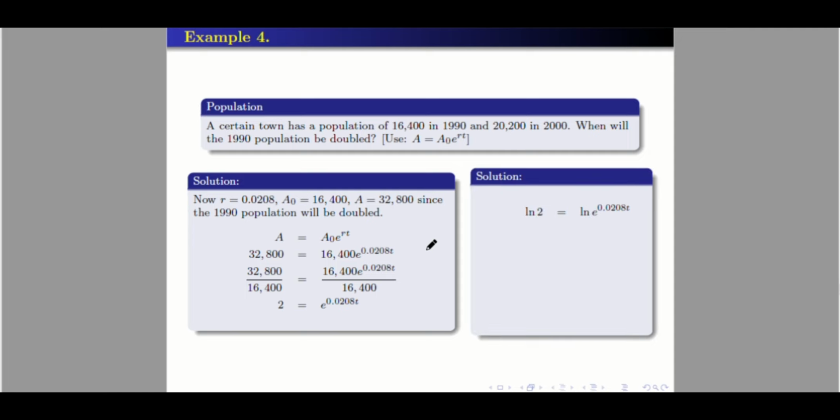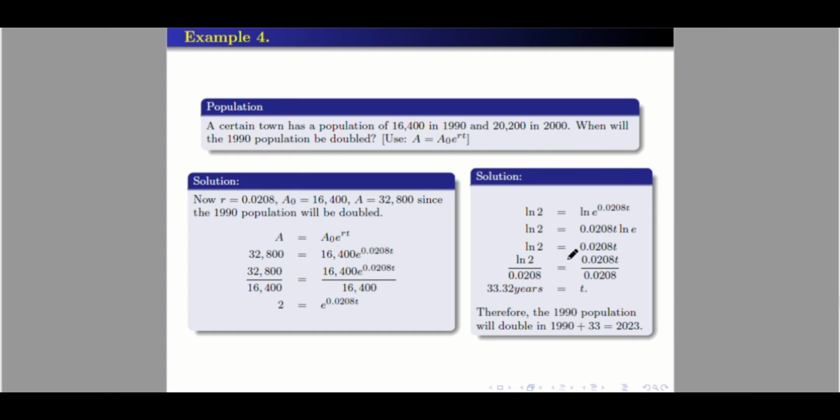Then again, natural logarithm. Since this is e, we'll take the natural logarithm on both sides and apply law number 3. And then again, ln e is equal to 1. So that's why we have this. And then since we only need t, divide both sides by 0.0208. So input this on your calculator. We have 33.32 years.